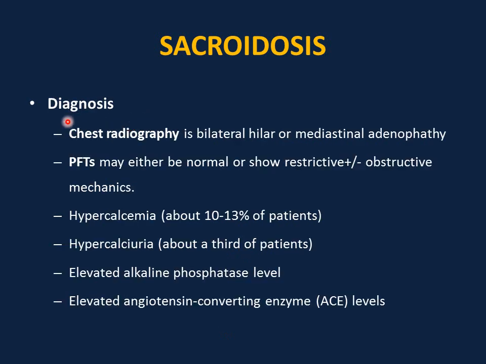Diagnosis of sarcoidosis: a chest x-ray will show bilateral hilar or mediastinal adenopathy. Pulmonary function tests can be normal or may show a restrictive pattern plus or minus obstructive pattern. Hypercalcemia, hypercalciuria, elevated alkaline phosphatase level, elevated angiotensin converting enzyme level.